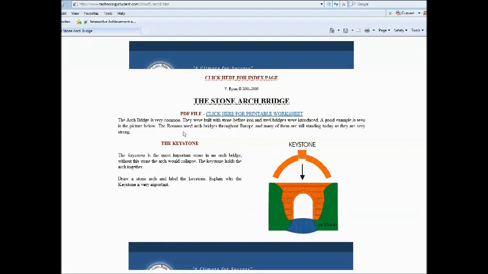The Romans, long time ago, used arch bridges throughout Europe, and many of them are still standing today as they are very strong. The keystone is one of our special quadrilaterals. It's the most important stone in an arch bridge. Without this stone, the arch would collapse. The keystone holds the arch together. So see how in this arch bridge right here, this stone right here that's called the keystone, that's a special shape. Can you tell what it is? One pair of parallel sides. The legs are congruent. That's an isosceles trapezoid.